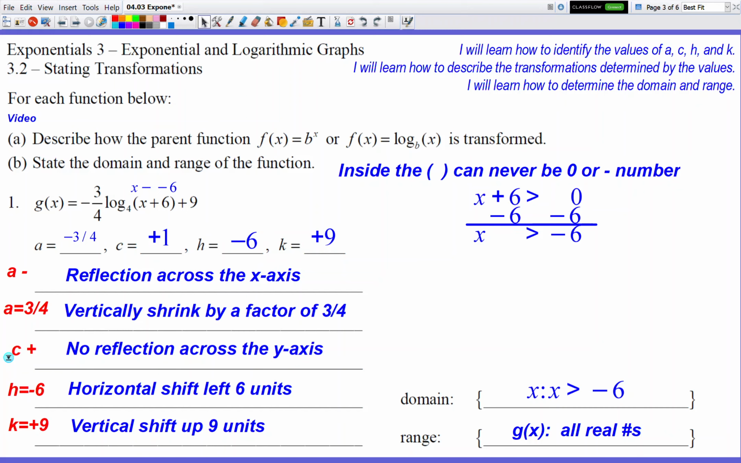So since a is negative, it's just going to be reflection across the x-axis. If a was positive, you'd write no reflection across the x-axis. But because it's negative, we just write reflection.